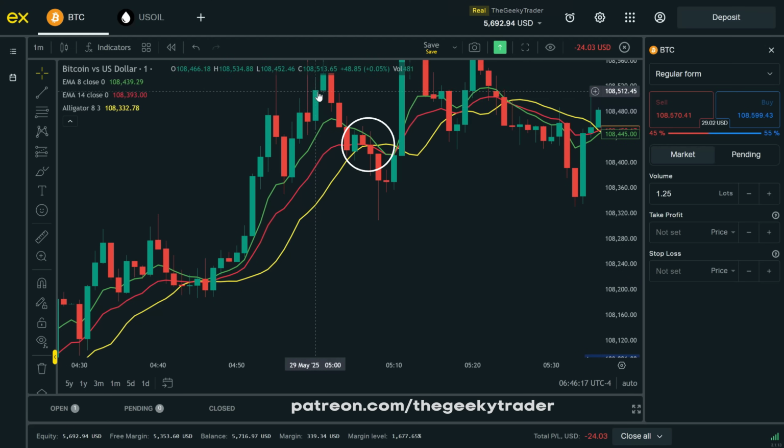Now for the exit, this is really important for managing risk. You'll want to keep an eye on how the price behaves in relation to the red and yellow lines.